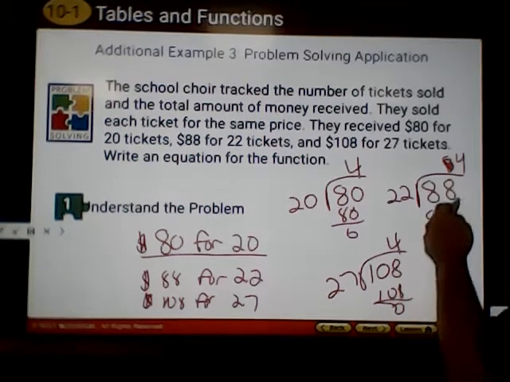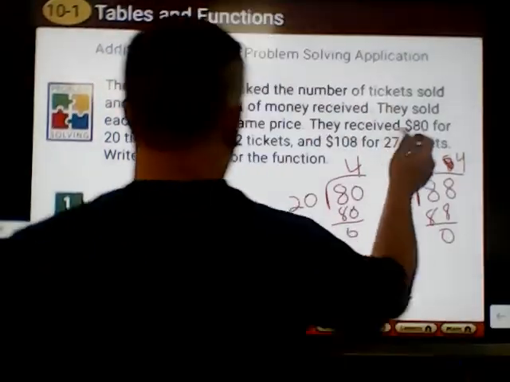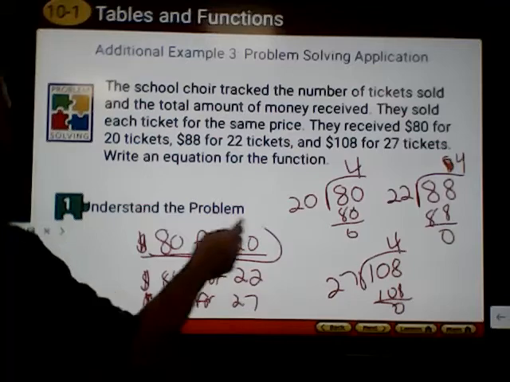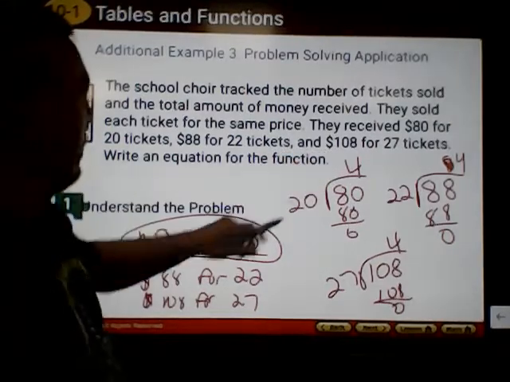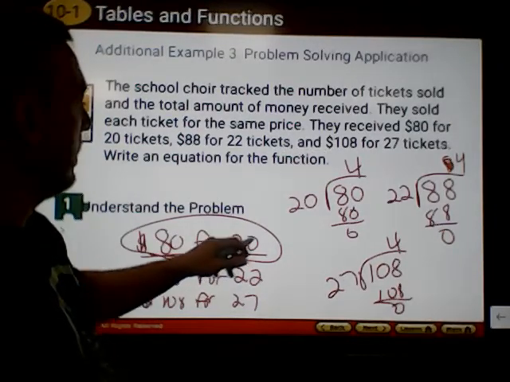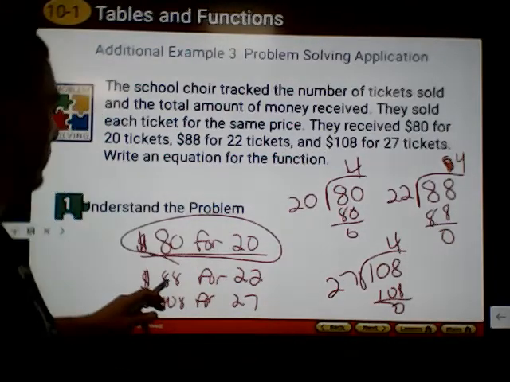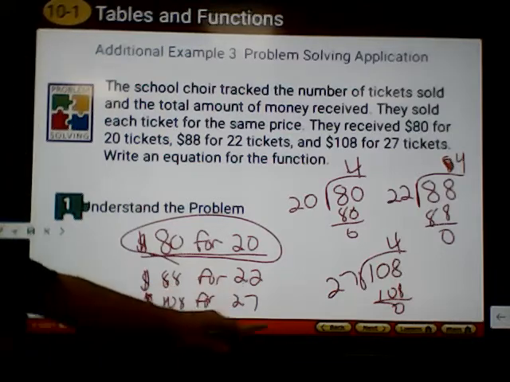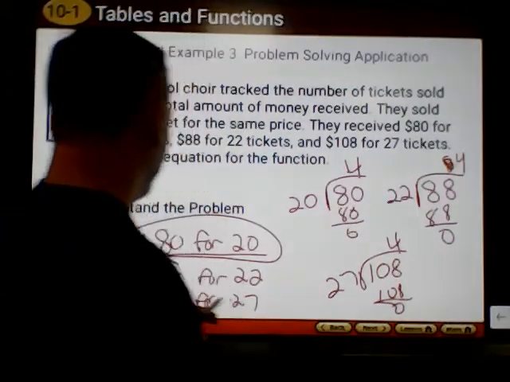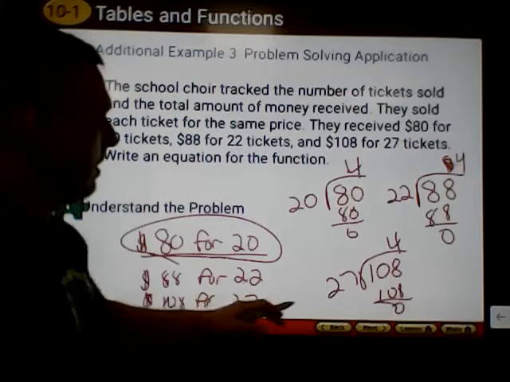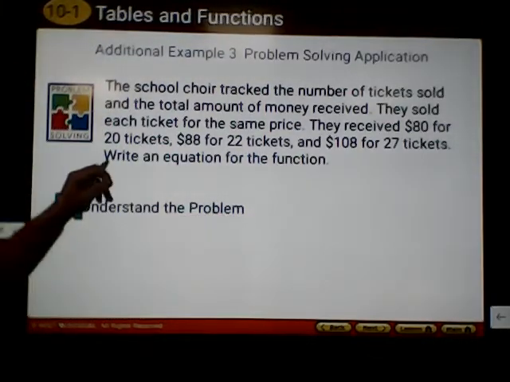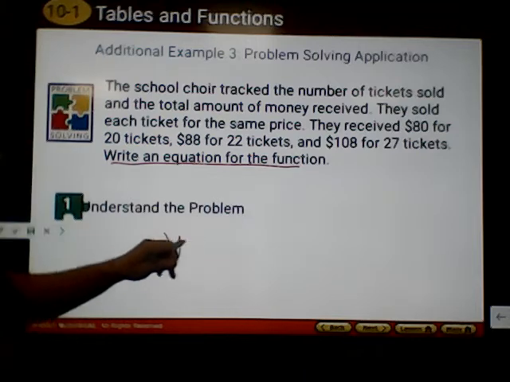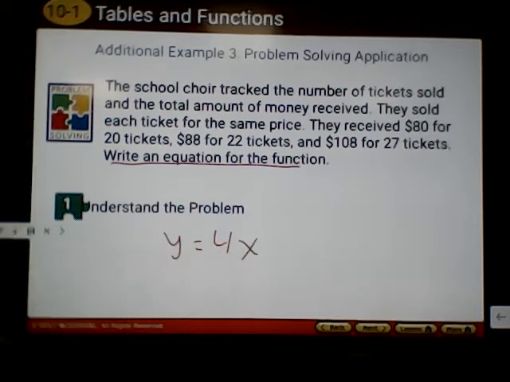So if you do the math right, really I'll just take the easiest one. This is the easiest one to divide: 20 into 80. You get 4. But if you notice, when they turned in $80 for 20 tickets, each ticket was $4 a piece. When they turned in $88 for 22, they were $4 a piece. And when they turned in $108 for 27 tickets, they were $4 a piece. So the only thing we have to worry about is this: write the equation for the function. The equation is y equals 4x.